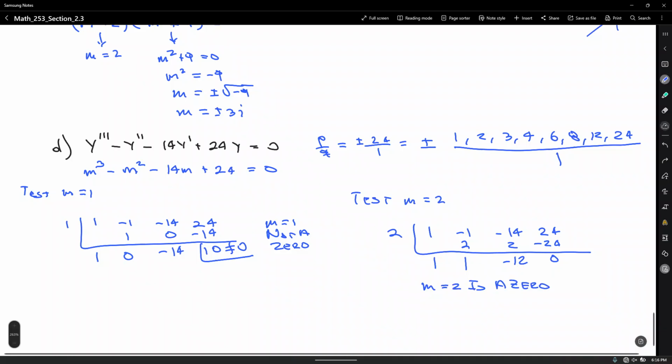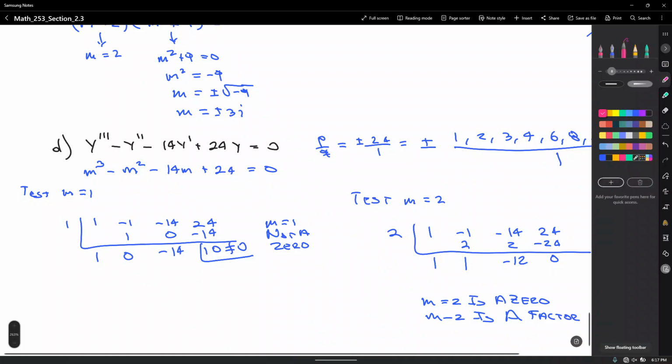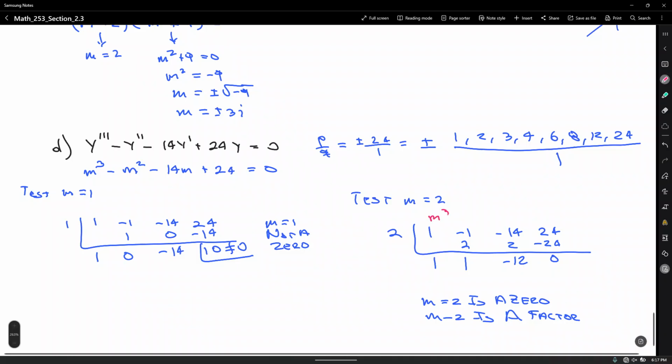No. M equals 2 is a 0. Let me leave some space for the degrading of the polynomial. And m minus 2 is a factor. Okay? So again, this is m cubed, m squared, m, and a constant. Now this is m squared, m, and this is the new constant. All right, what are we going to do?